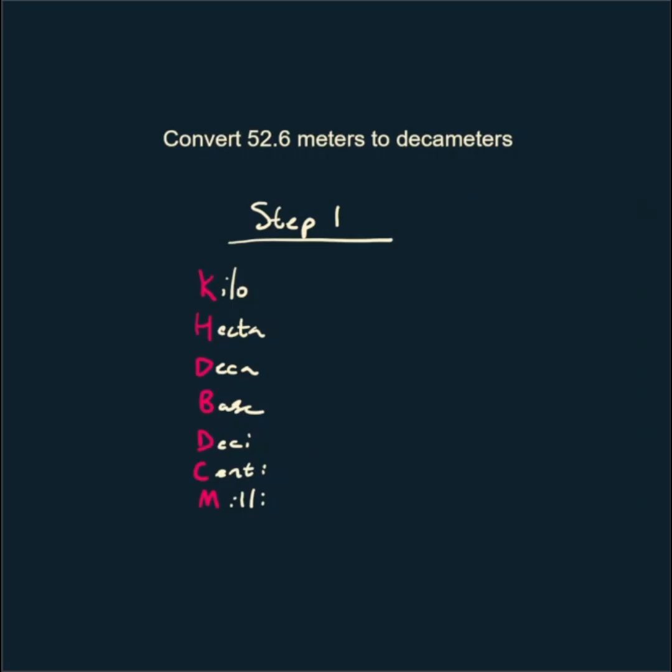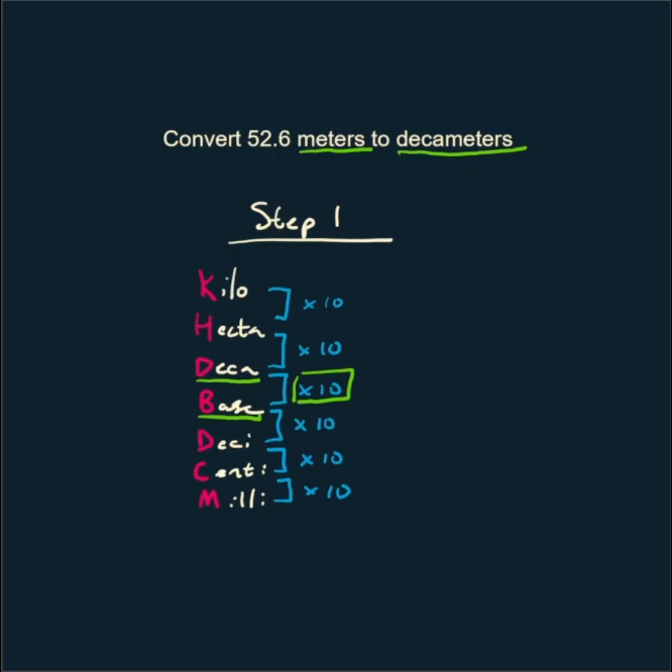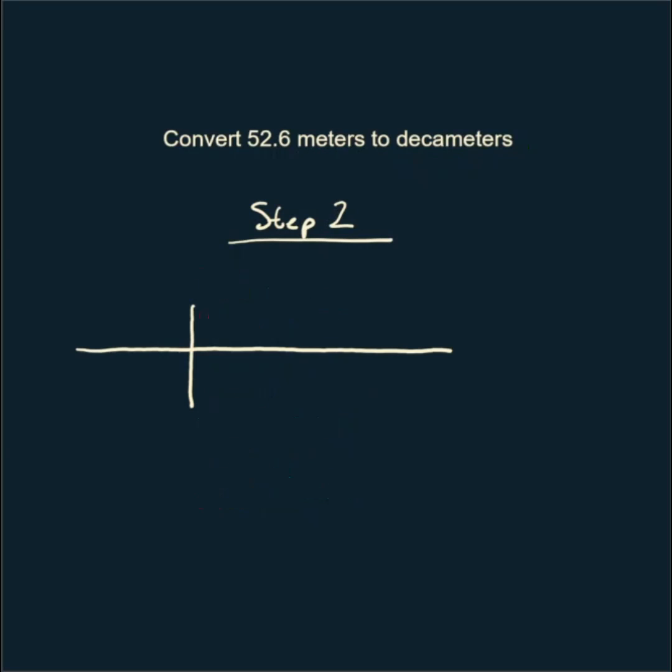Once you've laid out the cheat sheet, label each unit as 10 times higher than the other. For example, each kilo is 10 hectas, and 1 hecta is equal to 10 decas, and so on and so forth. Then we identify the starting units, in this case meters, and the goal units, decameters. After that, identify how many tens are between them. In this case it's just 10, and we're going to use this value in a bit.